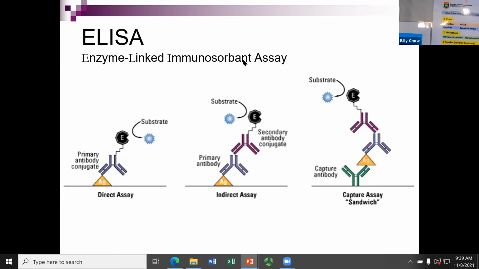So after the last lecture, there were some questions regarding the ELISA technique. Remember, we talked about how in ELISA, we can have either what we call a direct assay, indirect assay, and sandwich ELISA, right? So for direct and indirect assay, we coat the ELISA plates.